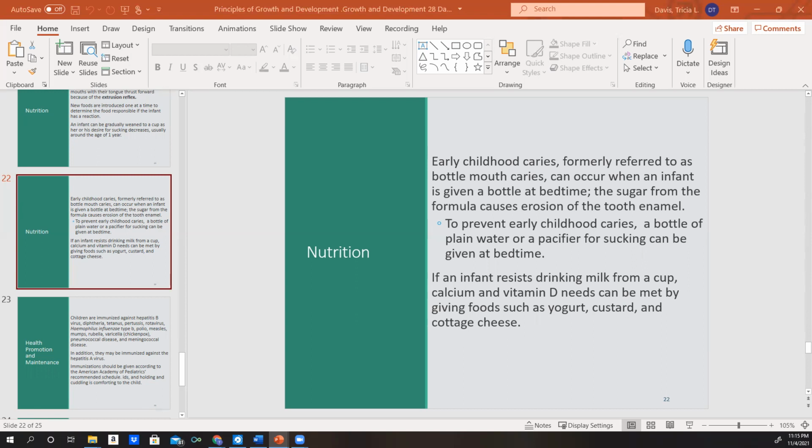If an infant is resistant to drinking milk from a cup, calcium and vitamin D needs still need to be met. So if they don't want to drink the milk from a cup, then we can give them foods that are high in calcium and vitamin D. So yogurt, custard, cottage cheese, things like that.